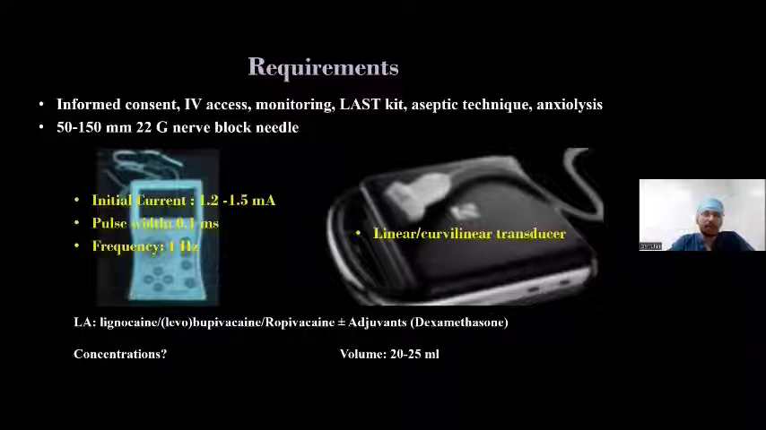A 50 to 150 millimeter, 22 gauge nerve block needle is usually used, according to the build of the patient and the area where you are doing the sciatic nerve block. If you are using PNS, the initial current would be 1.2 to 1.5 milliamps. The pulse width would be 0.1 millisecond and the frequency 1 to 2 hertz.